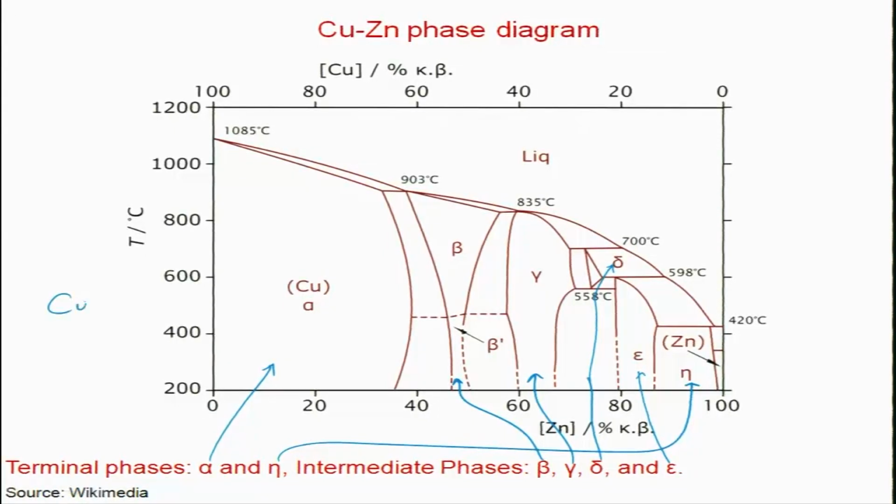So, we know that copper is FCC and zinc on this side is HCP, and they have huge difference in the melting point, although their atomic sizes may not be very different, they are very close to each other in periodic table.